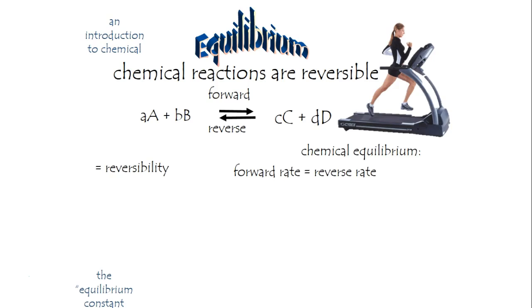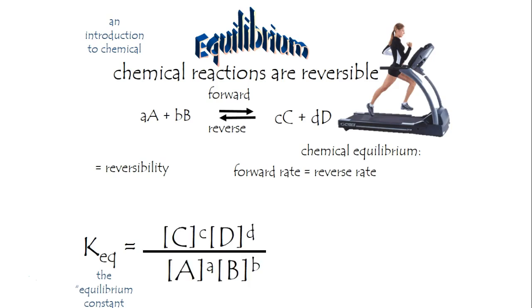reverse rate. Don't fall into the trap of saying that the reaction is done or stopped. Just say that the rates are equal. We can define an equilibrium constant. That's some number where larger means that this value is higher. This is just a man-made attempt to quantify chemical equilibrium.